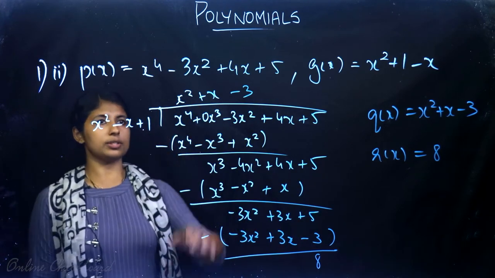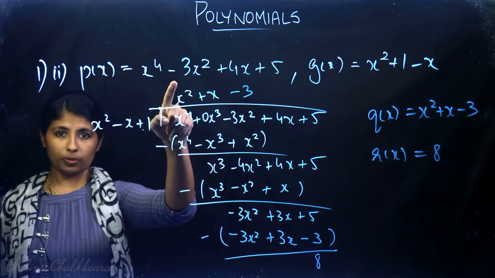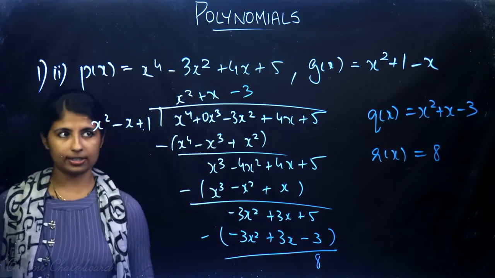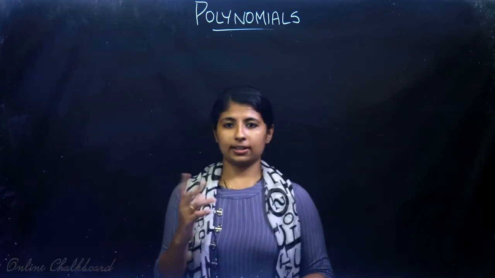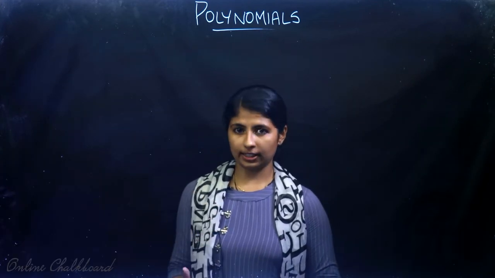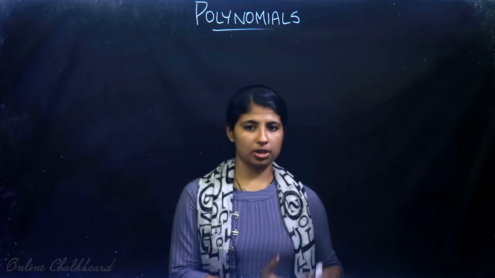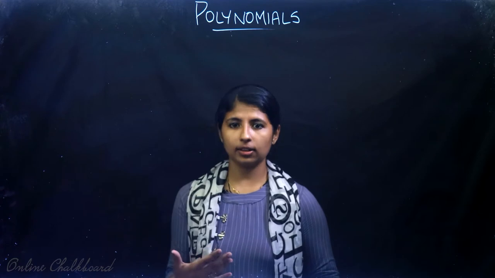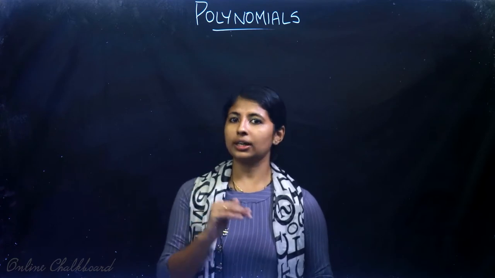In this problem, you just had to check that your x cube was missing. So instead of x cube, I wrote 0x cube, so that the calculation got easier. Similarly, you can do the next two questions, question number 1 and 3, divide and find the quotient and remainder. Then check your answers from the back. If you are getting the answer, good. If you are not, you can comment in the comment box.